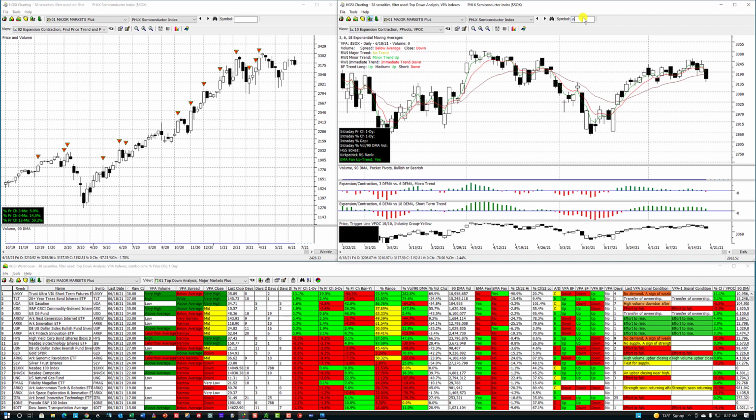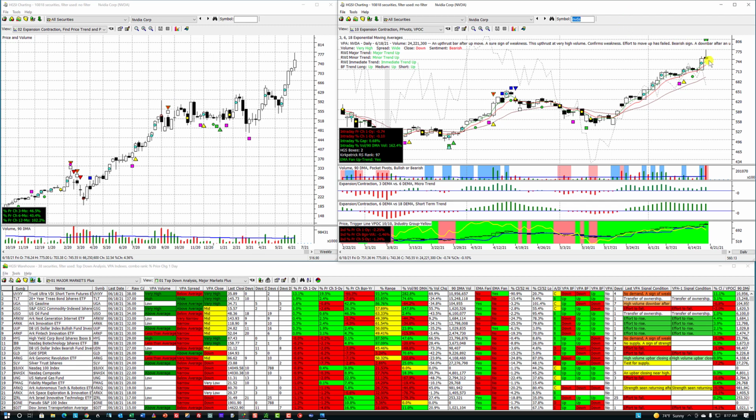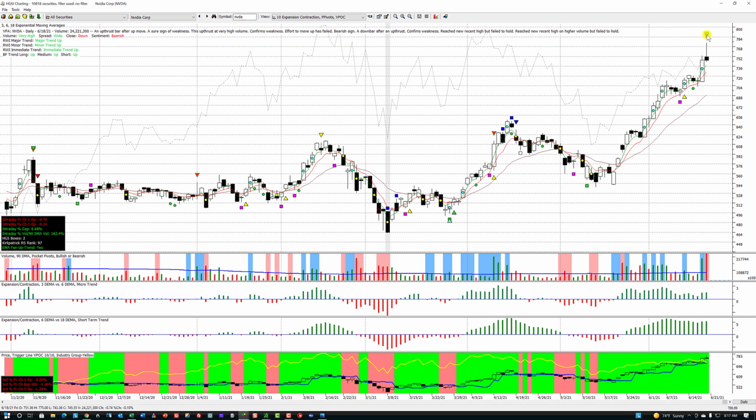Let's take a look at Nvidia while I'm in here. There was some selling that came into it yesterday, and you can see there's a VPA flag here, several of them warning. This is where the herd gets in, chasing it. By the herd, I mean the masses that see that a stock is moving up and they just can't stand it, or the shorts have covered and they're exhausted, and then you start seeing VPA flags like this. Now, I've clicked on this, and if you read across here, an upthrust after a move, a sure sign of weakness.